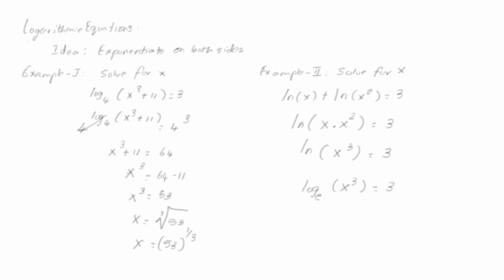Now, since I see a base e, I have to raise to the power of e on both sides. So e to the log base e of x cubed would be equal to e cubed. The e and the log e are inverses of each other, and they would cancel, leaving you with only x cubed equals e cubed. If you take the cube root on both sides, x would be equal to e cubed raised to 1/3, which means the solution is e. Numerically, that is 2.7182.